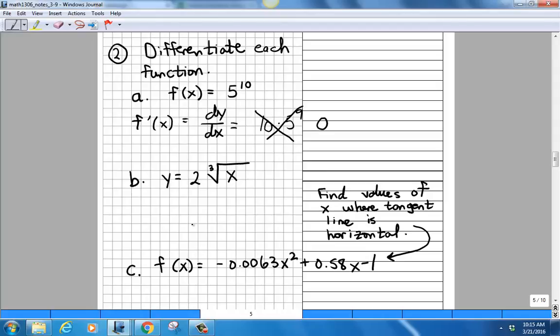And the rate of change of that is always, you just automatically go to 0, okay? Because constants do not change, right? That's why they're called constants. So their rate of change is going to be 0, okay?